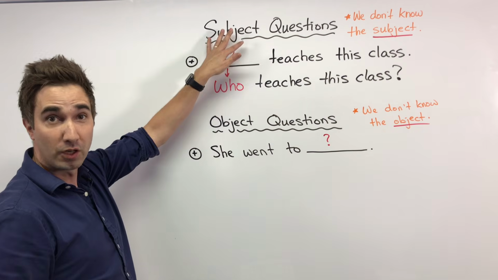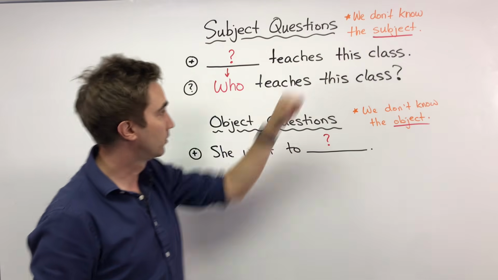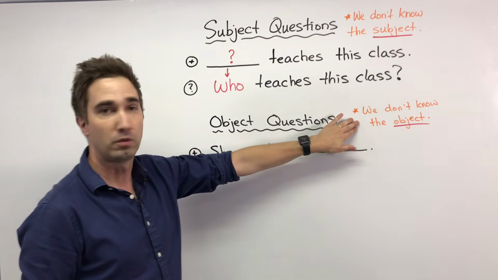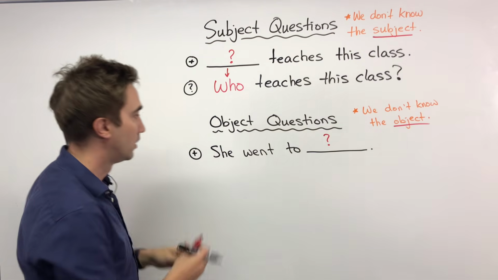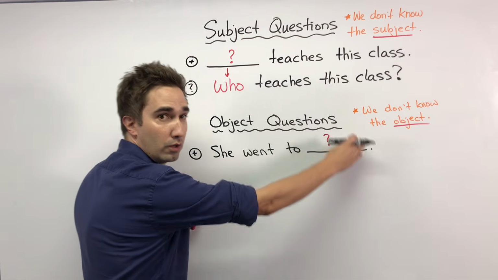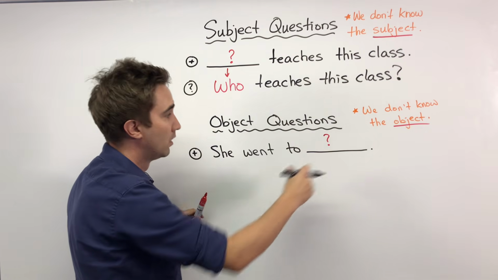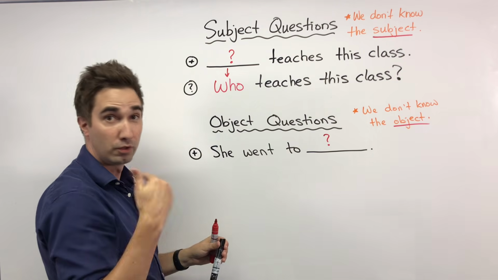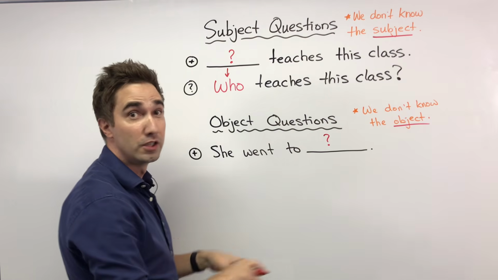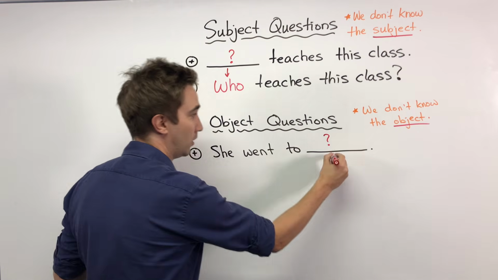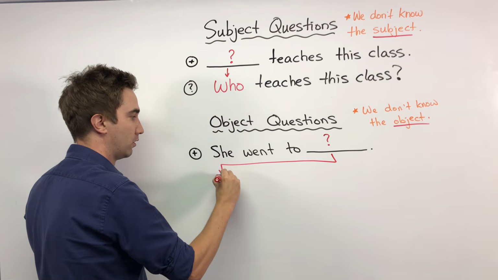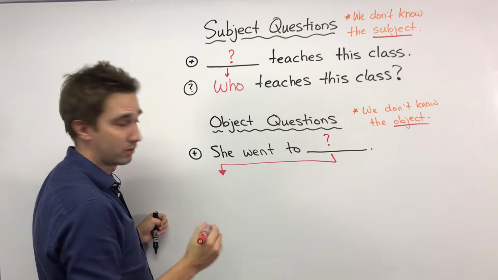So just like subject questions, we don't know the subject. With an object question, we don't know the object. So she went to a place. Okay? So we need to use the place question word, which is where, and we bring it over here to the start.